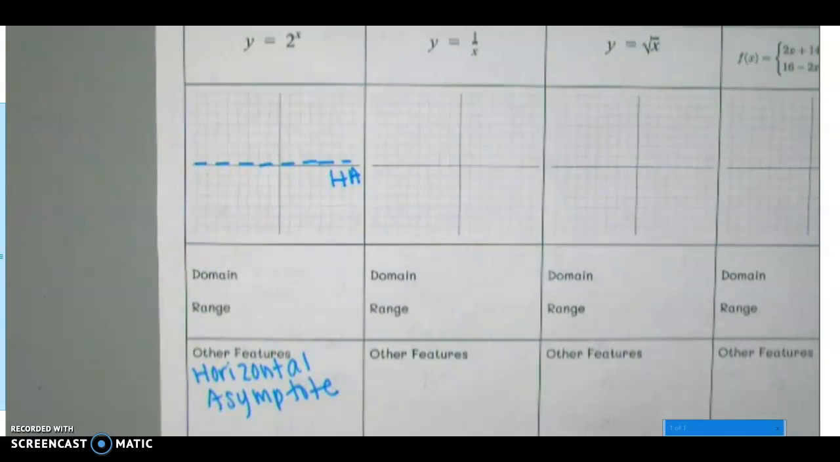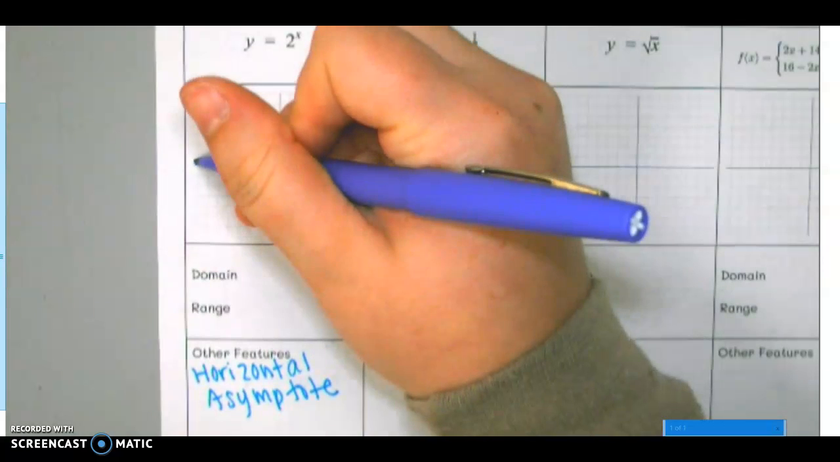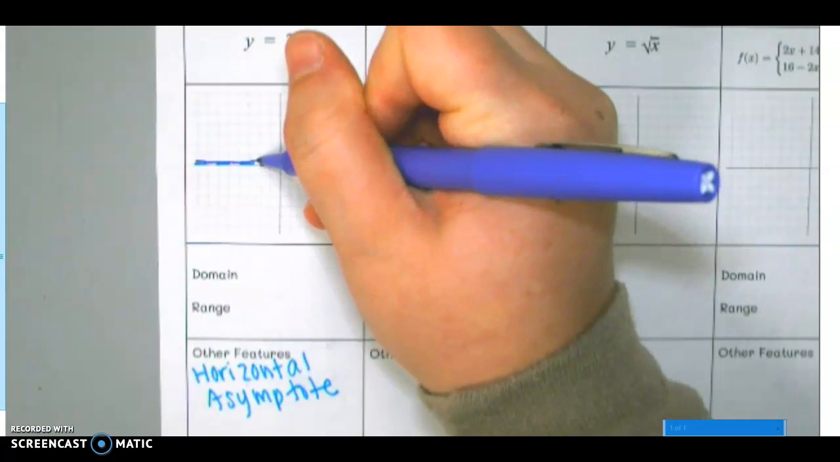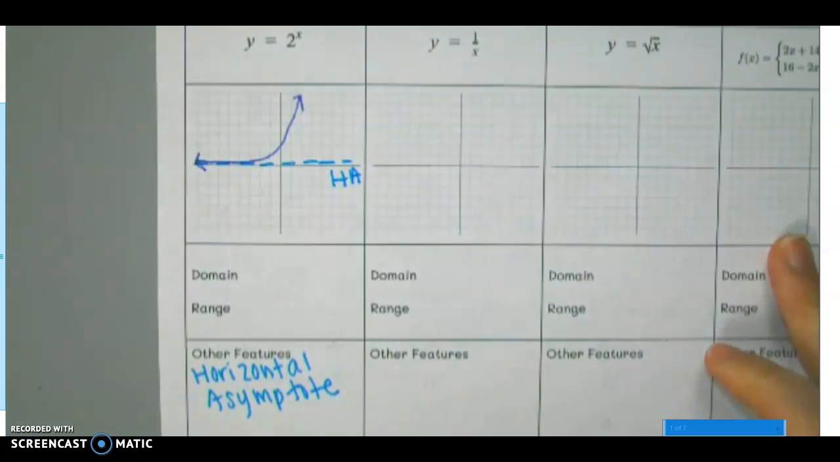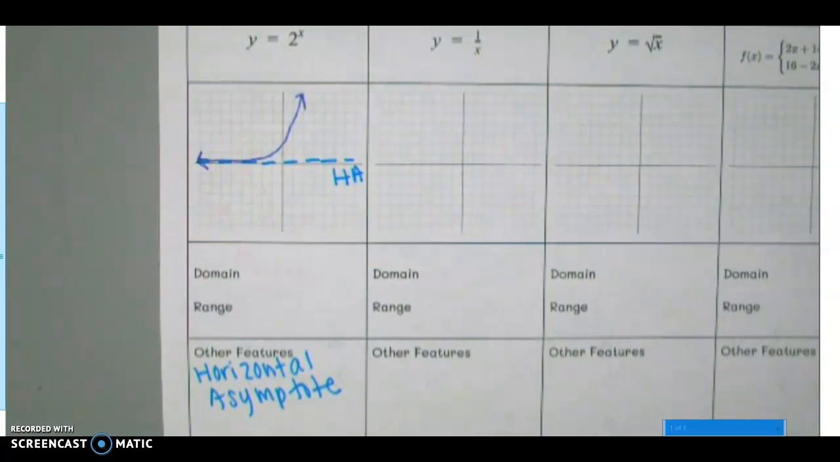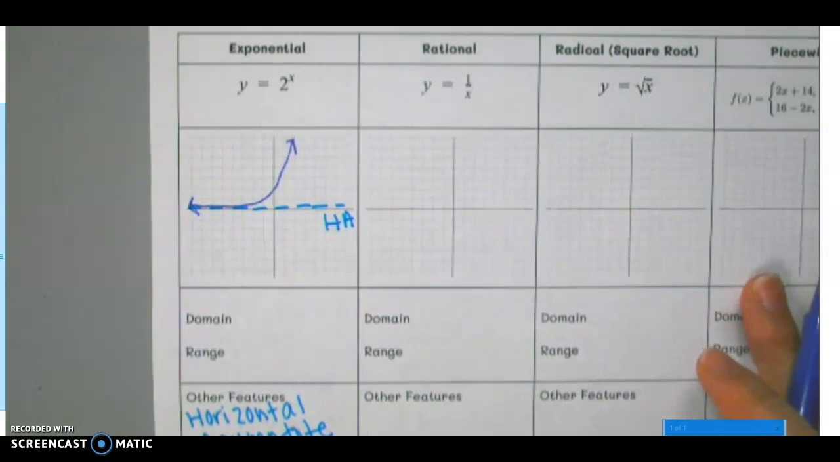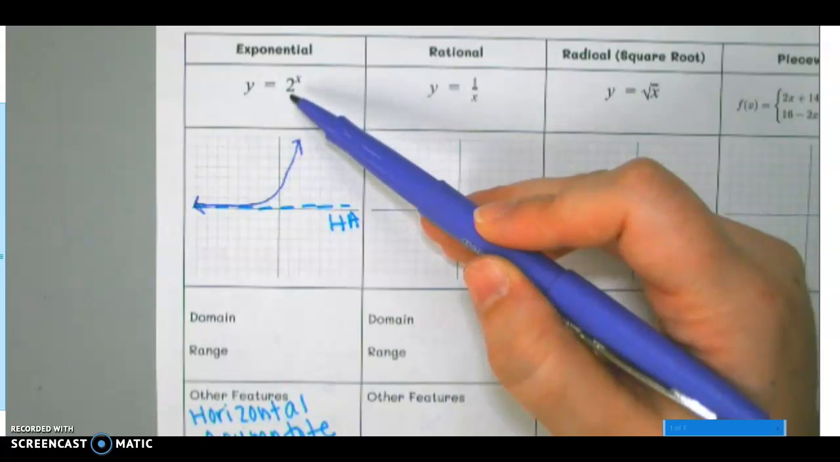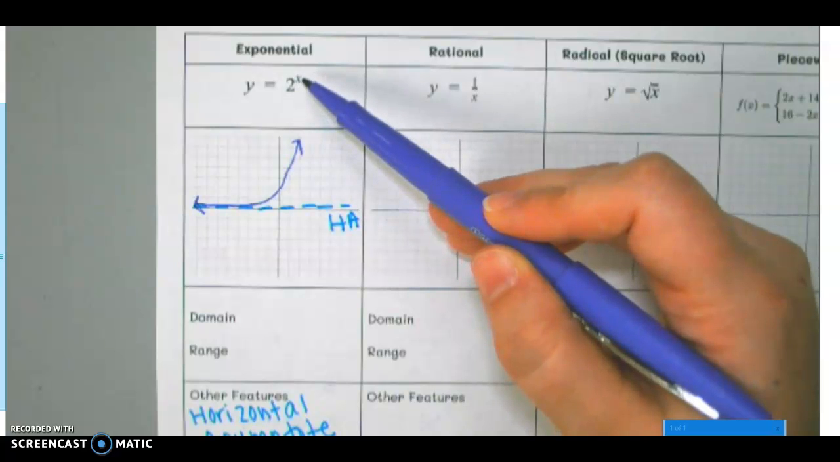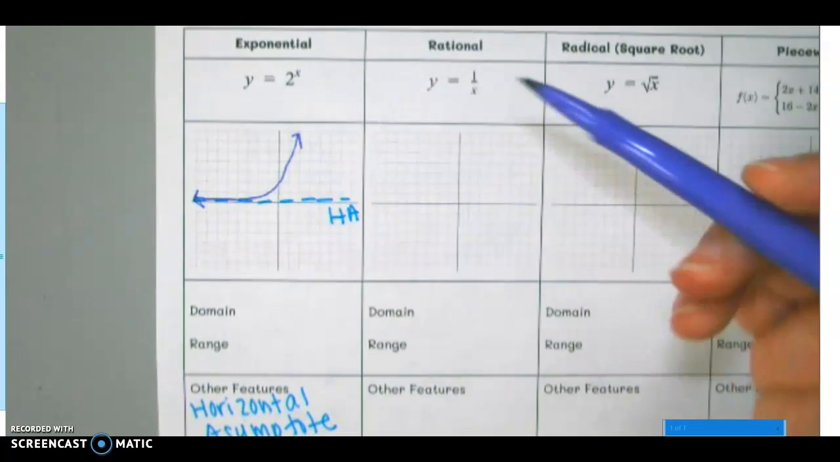So an exponential graph is going to look flat up against that horizontal asymptote, but then it will curve. In this case, my parent function is going to curve up. So that's how you can recognize an exponential function. And if you look at the equation, your base should be a number. It doesn't have to be 2, but if you notice I have x as the exponent.